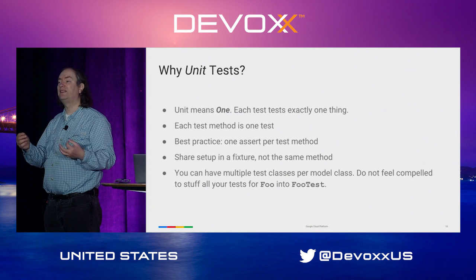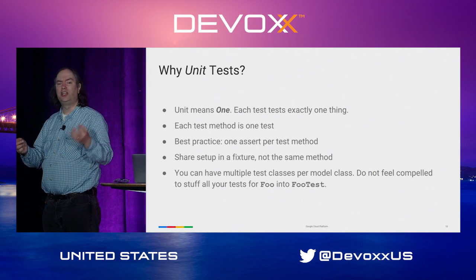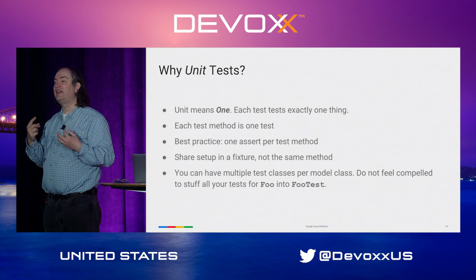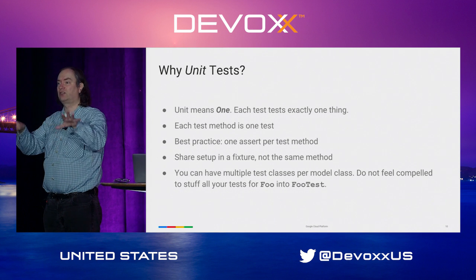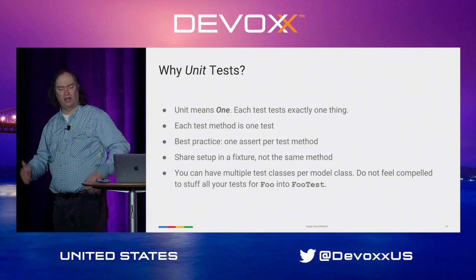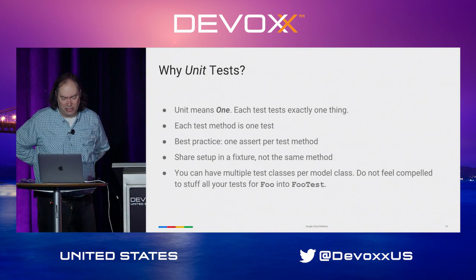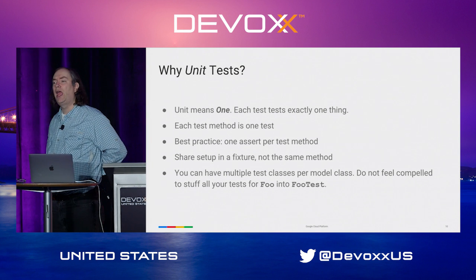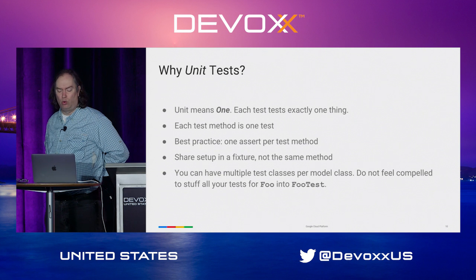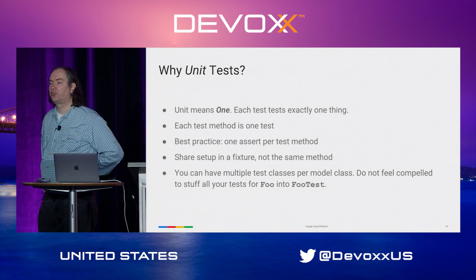If you're in JUnit, basically each test method, each method with a test annotation or beginning with test, is a single test. Not a test class, but the method. In other frameworks, it can be a little different in terms of what constitutes a single test. But every test method is one test. Best practice, often observed more in the breach: one assert per test method. Each test method makes exactly one assertion.